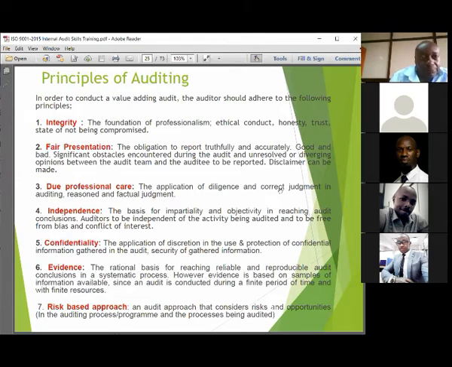Evidence, another important principle. The rational basis for reaching reliable and reproducible audit conclusions in a systematic process. However, evidence is based on samples of the information available, since an audit is conducted during a finite period of time and with finite resources. So your report or your conclusion must be based on sound evidence. Don't give us any conclusion without supporting evidence. Otherwise, it does not qualify to be a good conclusion.